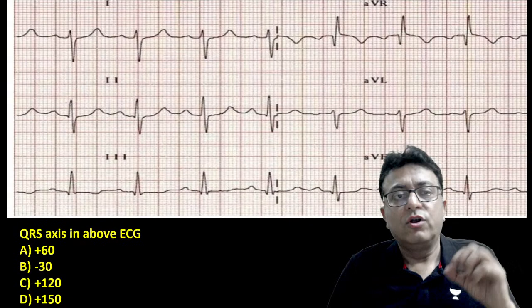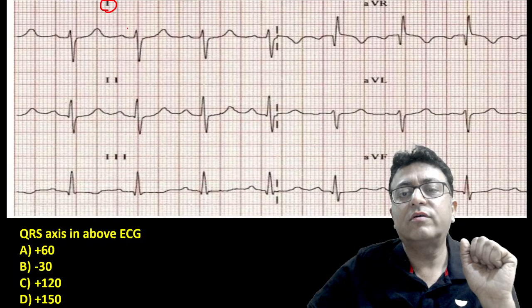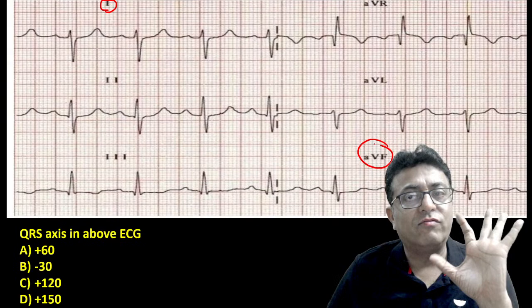So, to calculate the axis, we need to concentrate. It's a simple rule. If you know it, okay, otherwise revise this. Concentrate for 2 minutes. Lead I and AVF. Lead I and AVF. Two leads.